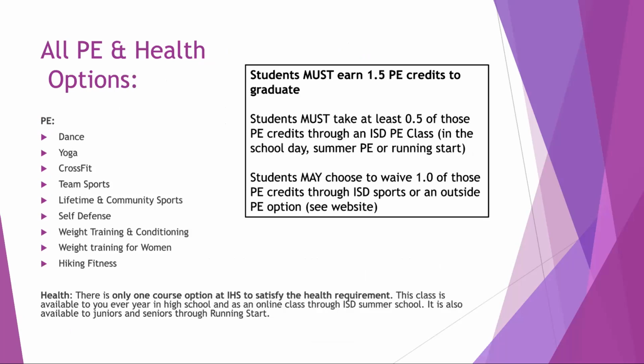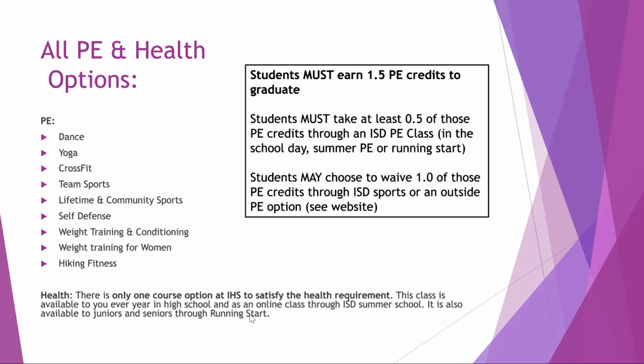As mentioned earlier, students have to take 1.5 years of PE in order to graduate. A semester of that, or 0.5 credit of that PE, must be taken in an ISD PE class. So that can include something during the school day, something in summer school through ISD, or through Running Start. There is an option to waive up to 1.0 credit of PE by participating in IHS sports or some sort of outside activity or sport that a student is involved in. And again, that's something that we talk to students about once they're here in high school.